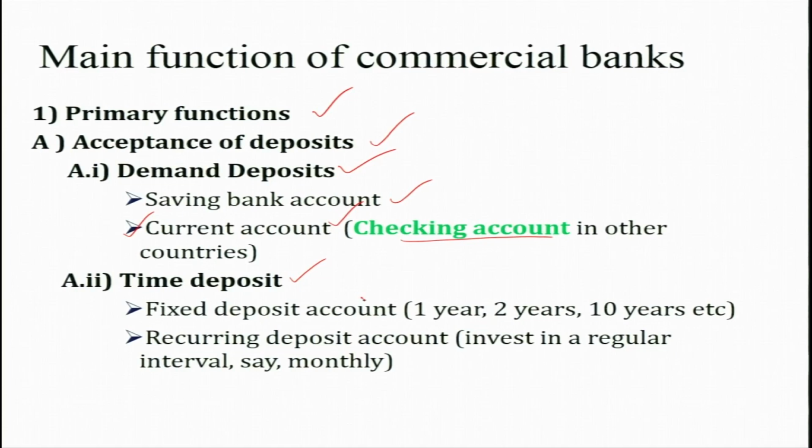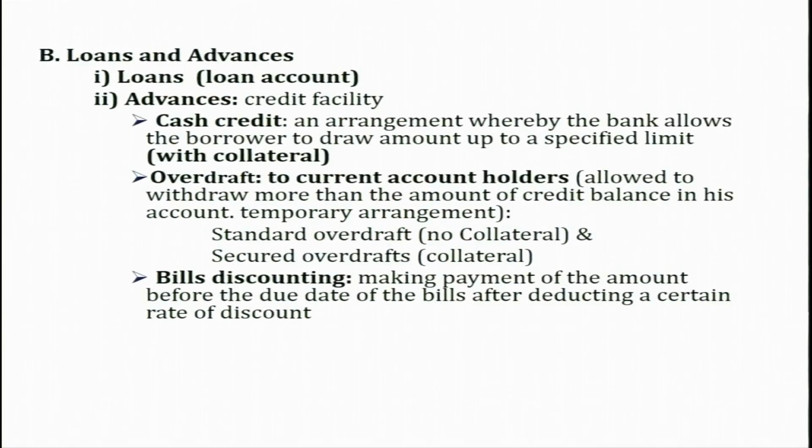Then coming to fixed deposit account, I am sure we already discussed this point in one of the previous sessions, that is with a time period in the investment. And recurring deposit account, that is actually investing at a regular interval, say monthly, that is called recurring deposit account. Then loans and advances, banks give loans through a loan account, opening a loan account. Then they also give advances, this is a credit facility, that's cash credit with collateral.